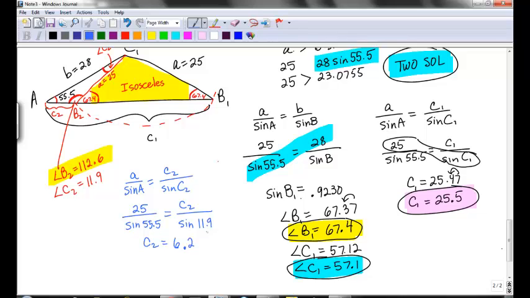Yep, that's both parts. Okay, so everything on this second triangle, I should have color coded this. These are the two angles, and this is the side for the second triangle. And then these over here are the first one. So that's an example of an ambiguous case.